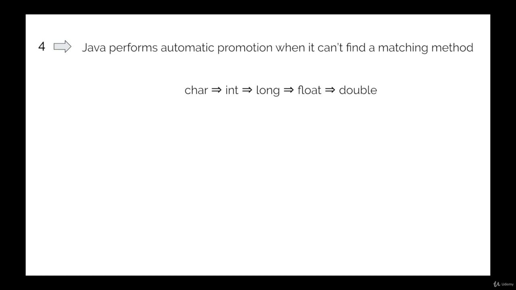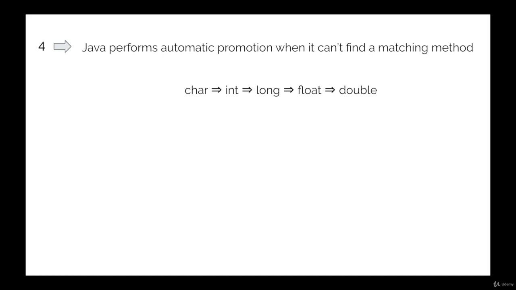This says that if you have passed a character as a parameter, but Java is not able to find the perfect match, it can promote this character to integer, long, float, double, and so on, till the time it finds the perfect match.